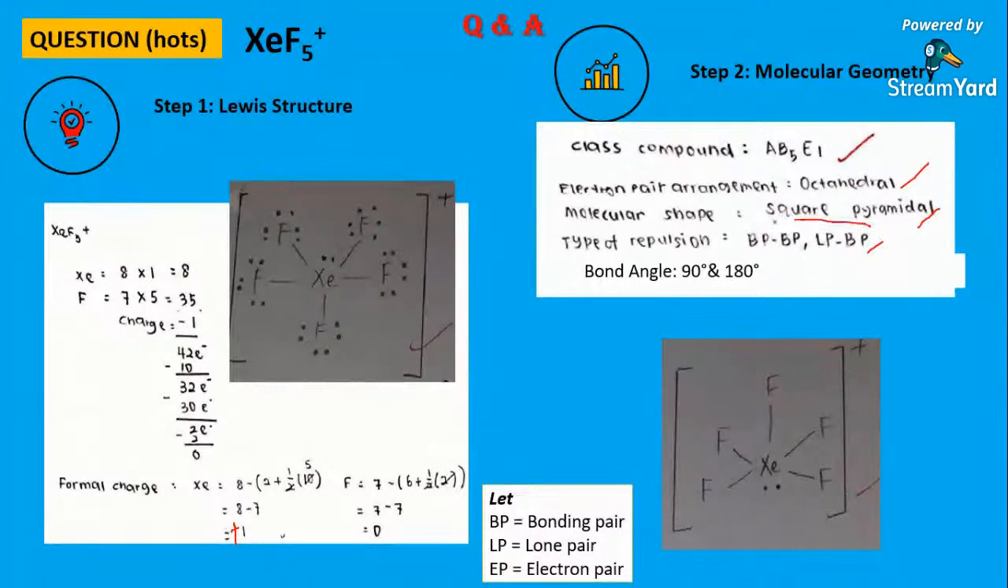Okay, so when you write it in short form, you must state like this: lone pair-bonding pair, lone pair-electron pair, electron pair-electron pair. And then the bond angle, like this is 180, like this is 90. So this is the molecular geometry for XeF5 plus.